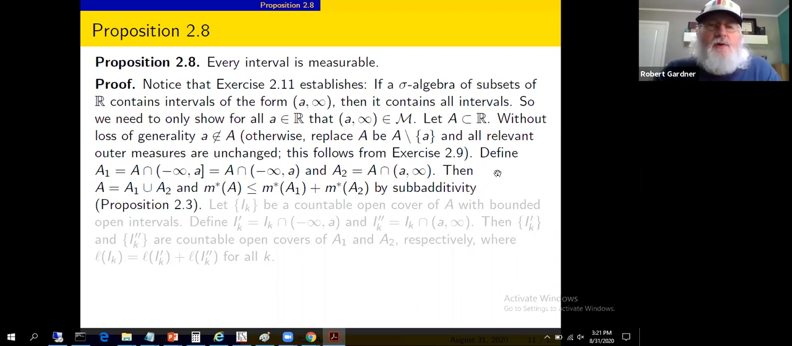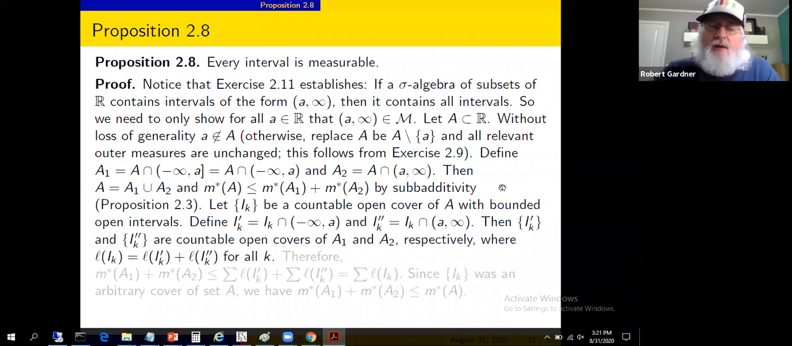And we want to reverse this inequality. We want to draw a conclusion of equality. And we still have to take advantage of the fact that we're dealing with intervals. So we're going back to the definition of outer measure here. Let I sub k be a countable open cover of A with bounded open intervals. If we summed up the lengths and took an infimum of those resulting sums, that would be the outer measure of A. So we're going back to the definition of outer measure of A, it looks like.